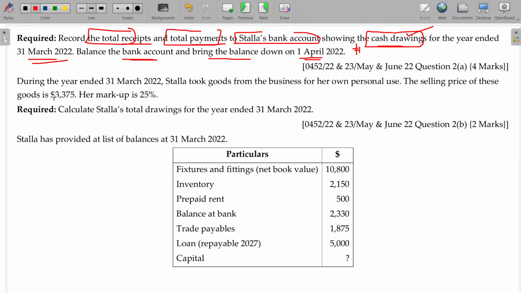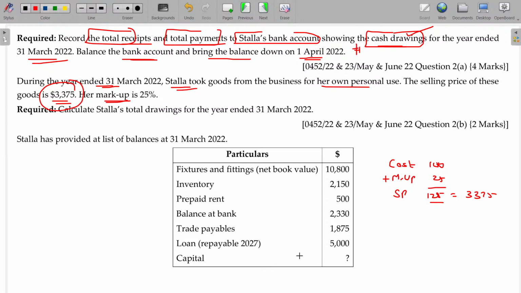In the second question, during the year ended 31st March 22, Stella took goods from the business for her personal use. The selling price of these goods being this one, but her markup is 25. Markup means if the cost is assumed to be 100, with that markup added, which is 25, the selling price being 125. Here we have been given the selling price 3,375, which is equal to the selling price. So as selling price is 3,375, I need to find out the cost.